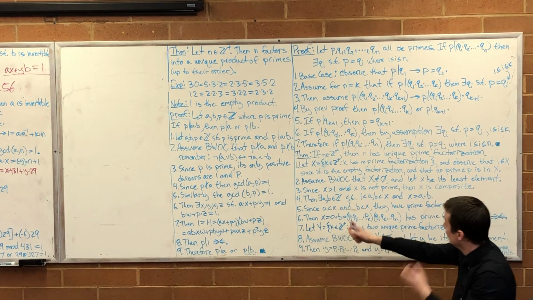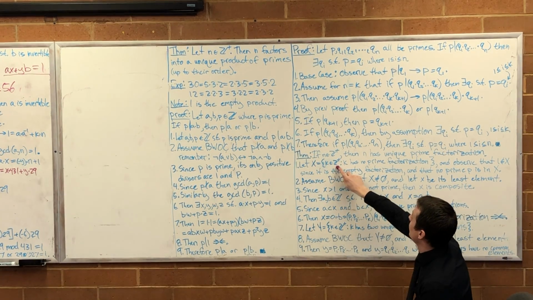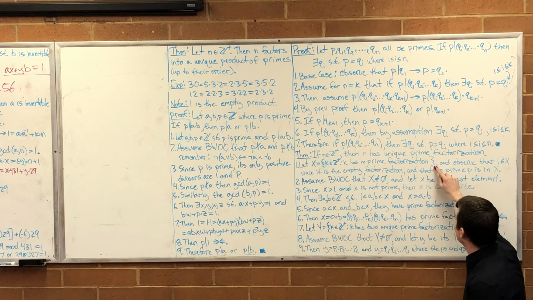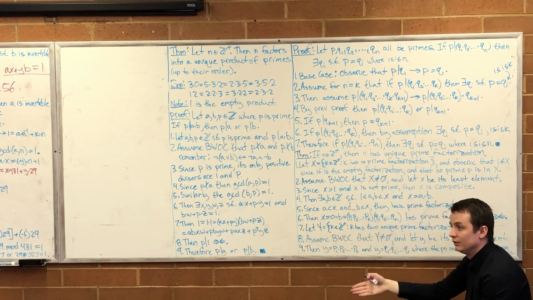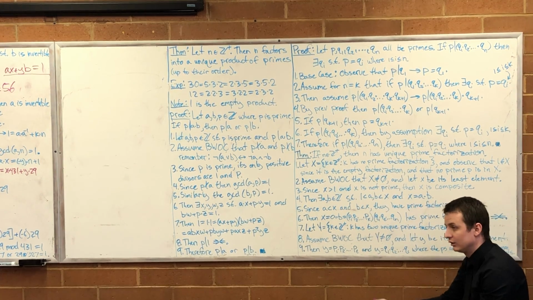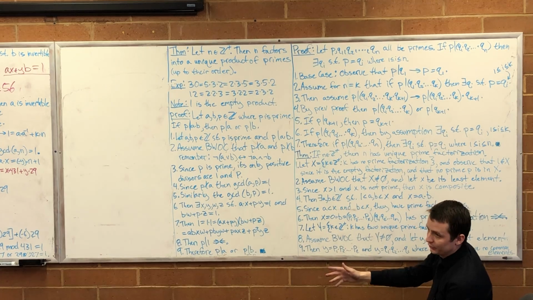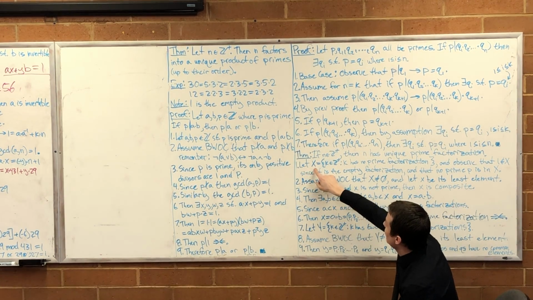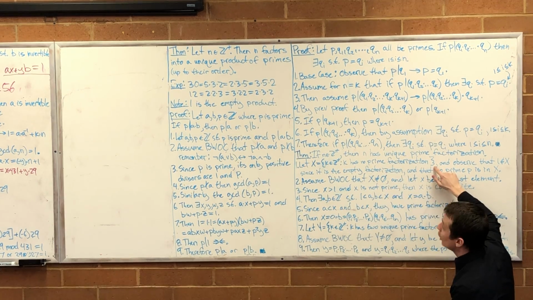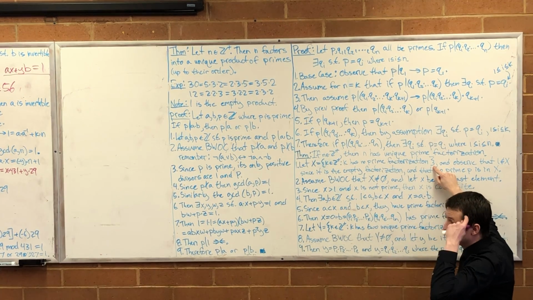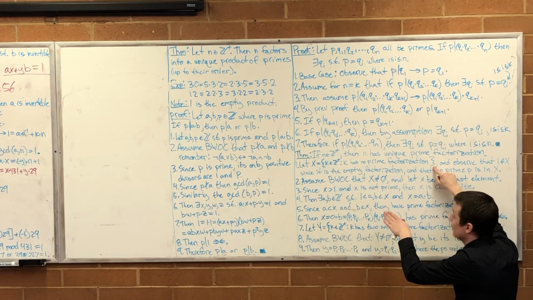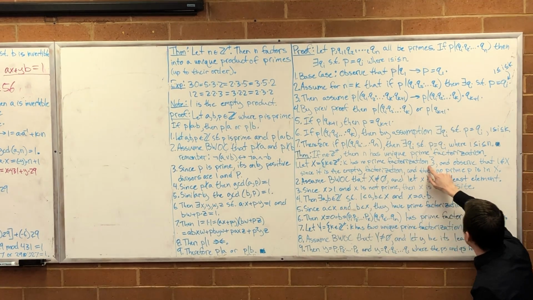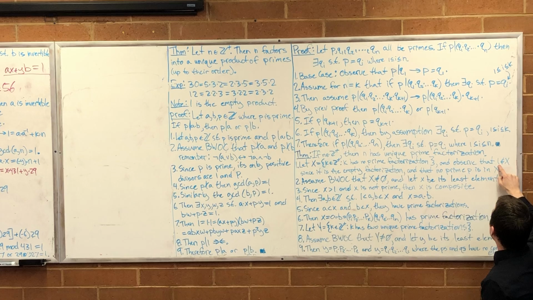So let X be the set of all positive integers that don't have a prime factorization. I'm going to assume X is empty by assuming that it's not empty and getting a contradiction. Smallest counterexample is what we're going to use. So let X be the set of all positive integers that don't have a prime factorization. We know X is empty. And observe that 1 is not in X.